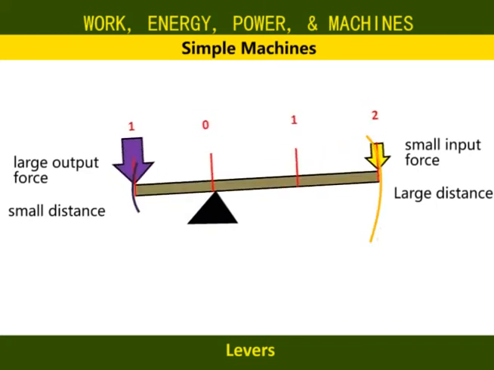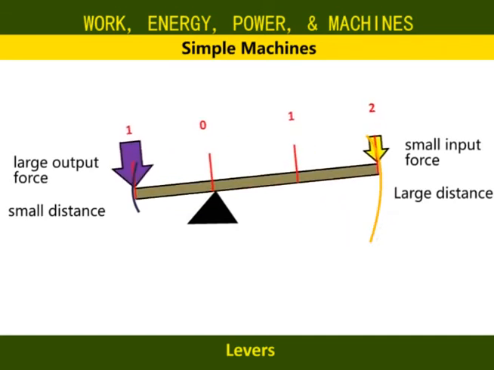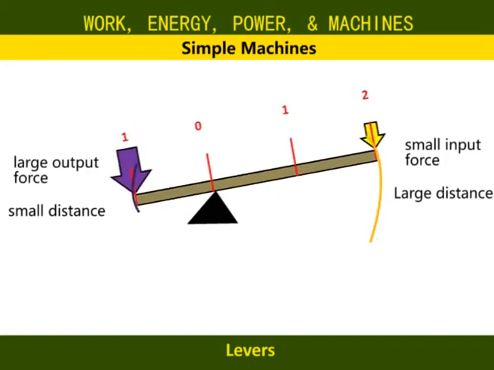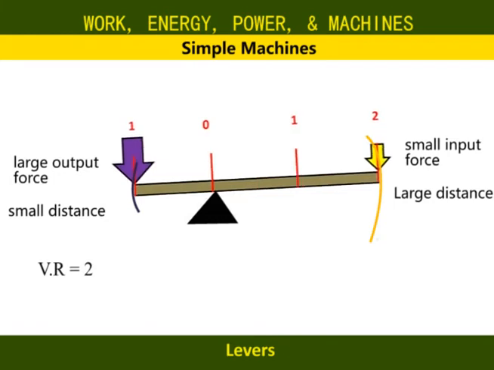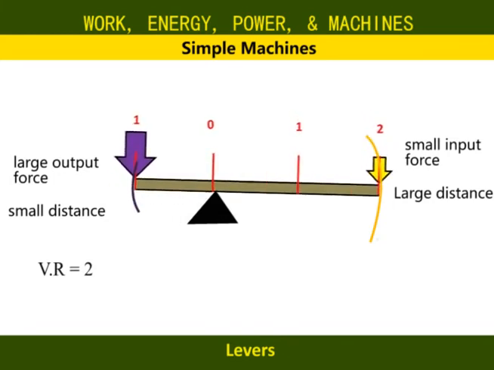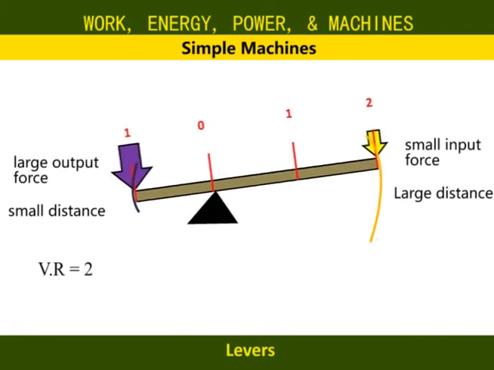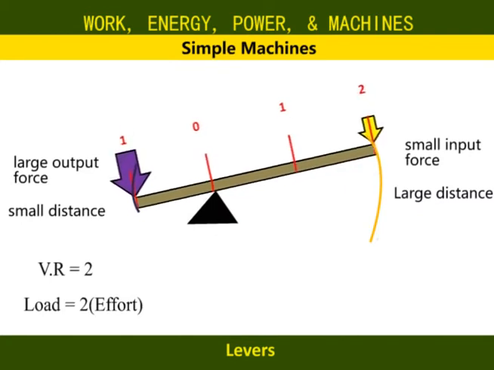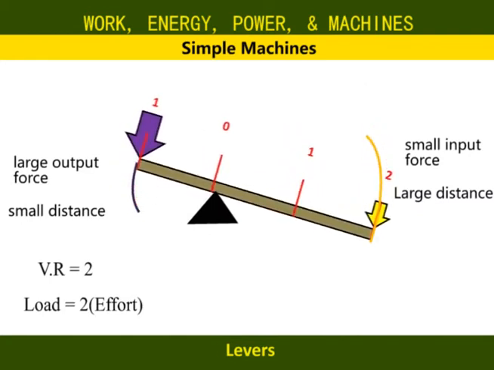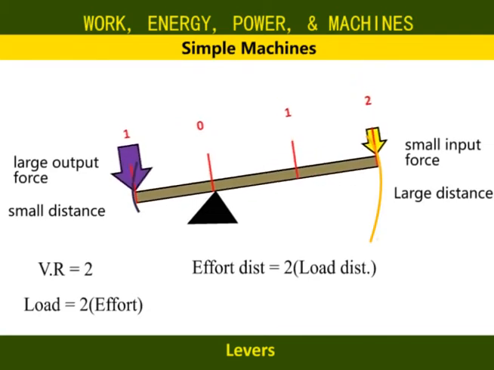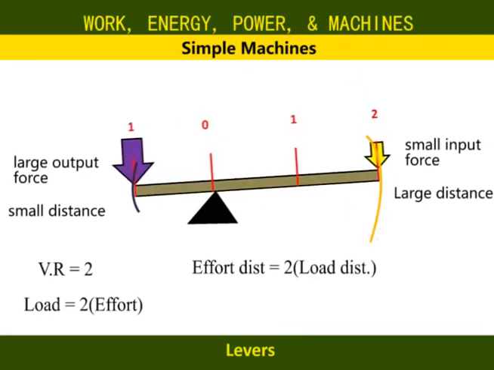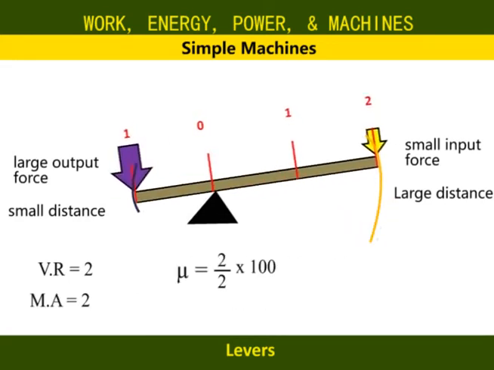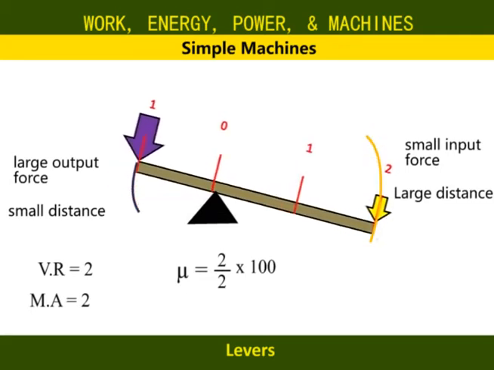For example, in this lever, the effort is 2 units from the fulcrum, while the load is 1 unit from the fulcrum. In this case, the velocity ratio is 2 over 1 or 2. In this lever, the effort applied will be able to generate twice that force on the load. But at what cost? Distance. The effort will have to move twice the distance moved by the load. So for this lever, the mechanical advantage is 2, meaning its efficiency will be 2 over 2 times 100, giving us 100%.